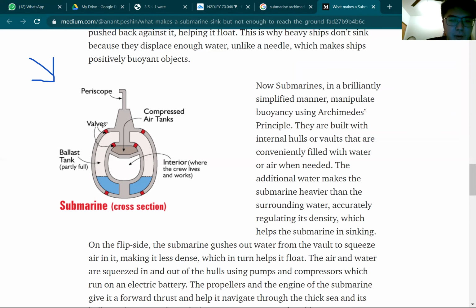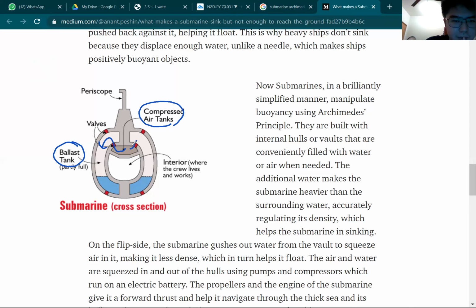We have many, many valves here. First, look at the bottom two valves. These two valves are to allow water to enter. And the two valves above, on the inside, are to allow the air to flow from these compressed air tanks out to this region here. So if I draw it again, you see this ballast tank. The air flows from the compressed air tanks to the ballast tank.